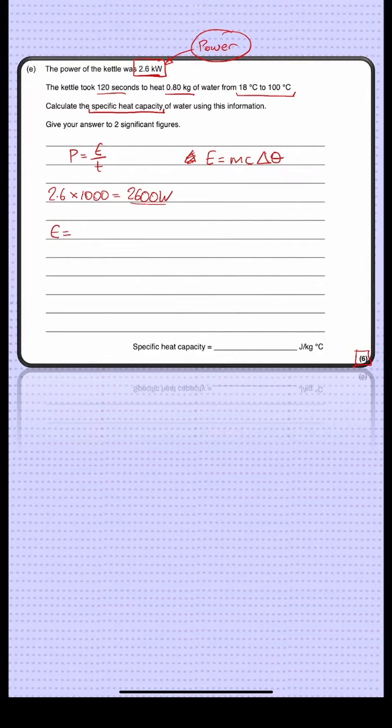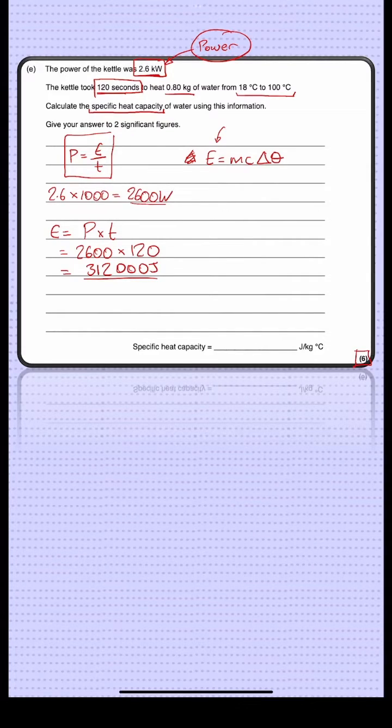Once we've got the energy, we can then put it into this equation. So if we rearrange this equation here, energy is equal to power times time. So that's 2,600 times the time. Here's the time, 120. Can anyone tell me what that is first of all? 2,600 times by 120 seconds. Put that into your calculator and it should give you 312,000 joules.